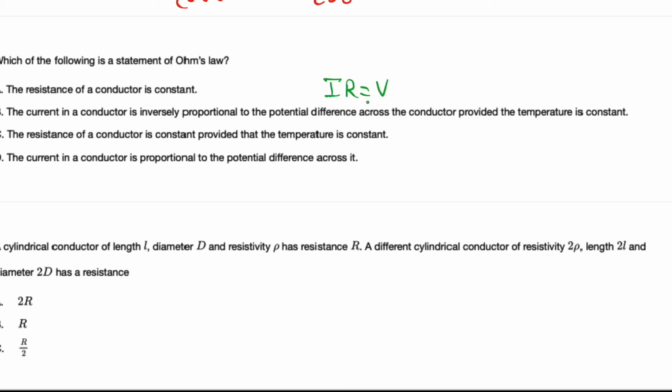The resistance of a conductor is constant, provided the temperature is constant. This is correct. Current in an inductor is proportional to the potential difference when temperature is constant. So this is not correct, because if the temperature is not constant, then the resistance of the circuit might not be constant, because temperature affects resistance of resistors. Right? So C is the correct answer.